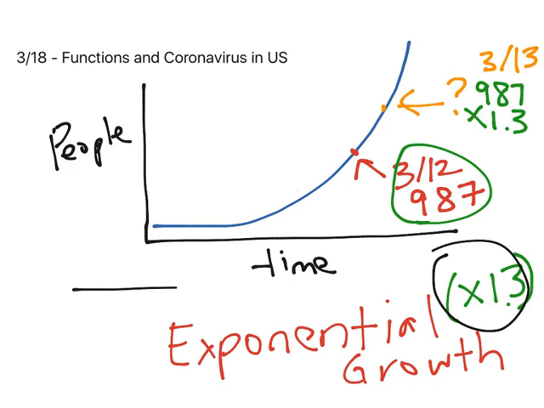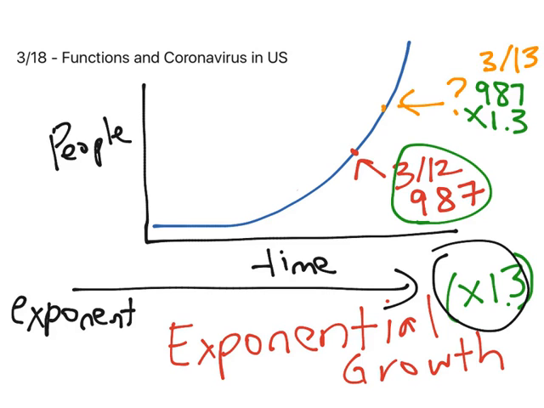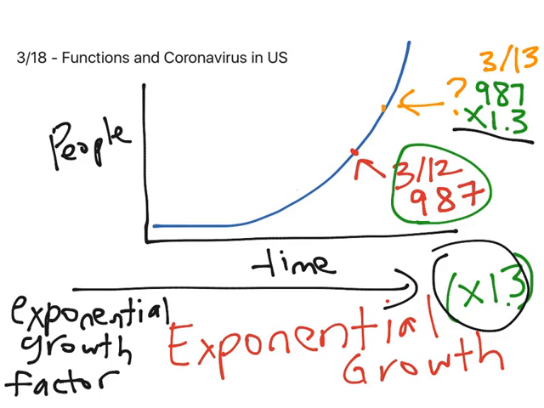Once again, this 1.3 is called our exponential growth factor. It's the number we multiply every time. So again, if we have 987 on March 12th, then on the next day, the number of people is about 987 times 1.3, which is about 1283.